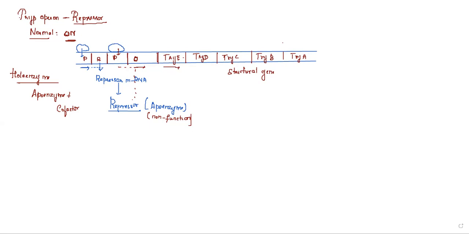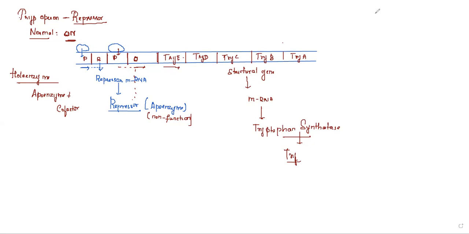And now what happened to the genes? All these structural genes begin to produce mRNA of every gene. And finally, they will produce a protein called tryptophan synthetases. Tryptophan synthase is the one which synthesizes tryptophan, which is an amino acid, and this amino acid is responsible for growth.